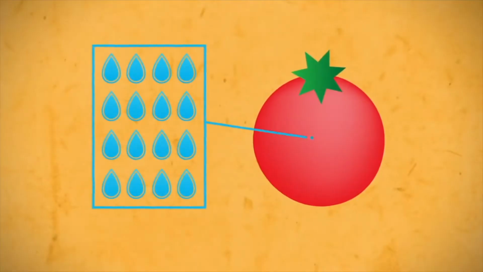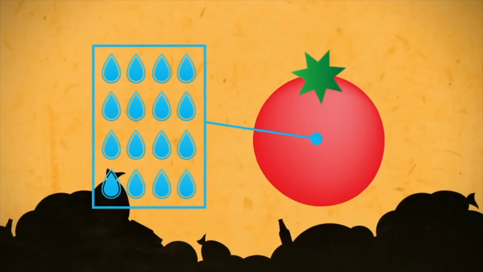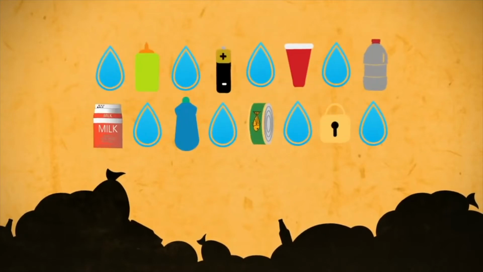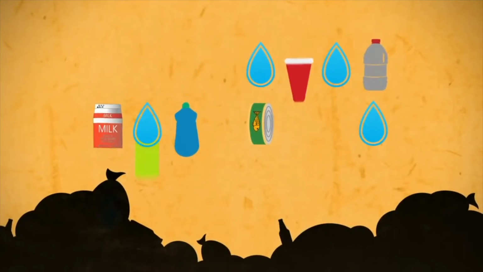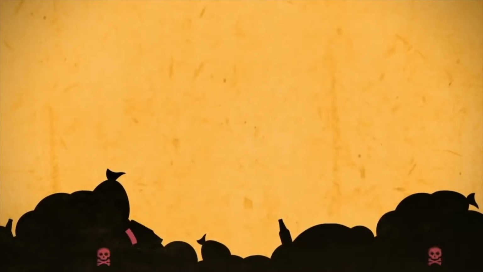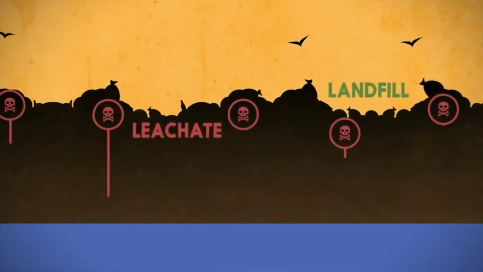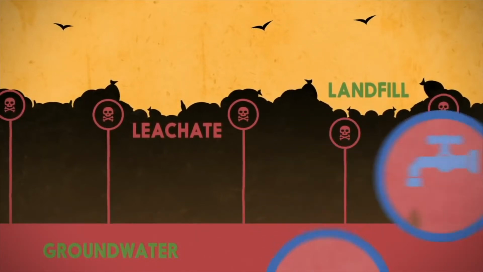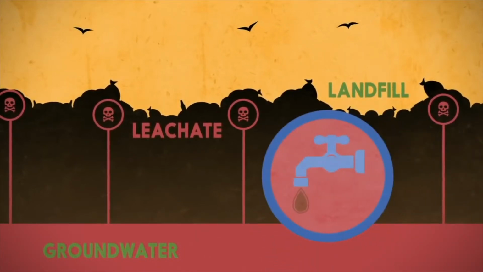There is a lot of water in food. And when food scraps are put into the landfill, the water from the food combines with all the other items in the landfill to create a toxic sludge called leachate. Leachate can leak into groundwater and get into our rivers and lakes, harming the creatures that live there and dirtying the water that we drink or swim in.